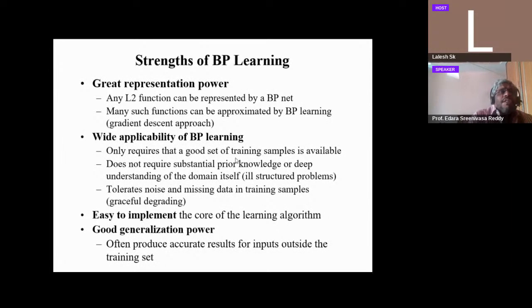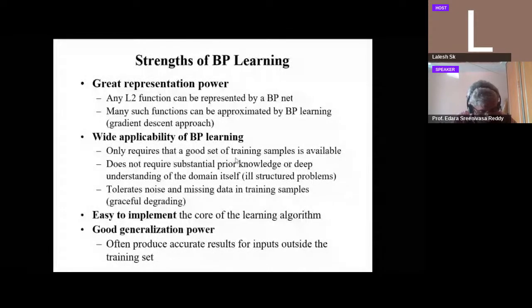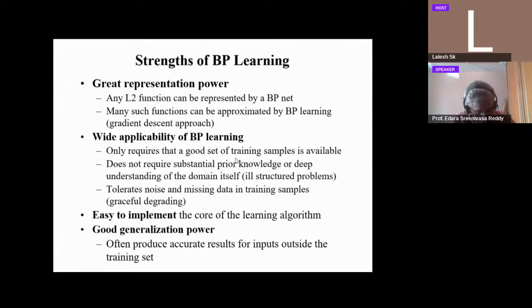The strength of BP learning is its great representation power. Many functions can be represented. BP learning uses a gradient descent approach. It has wide applicability. It only requires a good set of training samples and does not require any prior knowledge. This is one advantage. It is easy to implement the core of the learning algorithm, and it has good generalization power.